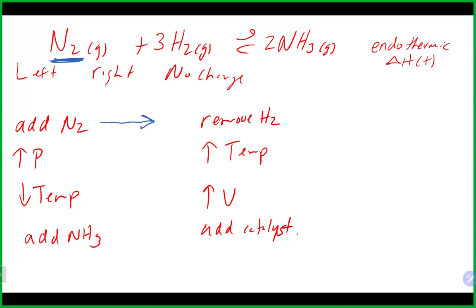If I increase the pressure, that means in terms of my volume, it should have gone down, right? Now I can just think about it in terms of volume. A small volume needs fewer gas molecules. If we add up our gas molecules, we've got one here and three here, really just the coefficients, and that's going to give us four. On this side, we have two. So it will actually shift right, towards the right-hand side, which has the least number of gas molecules in that particular case.